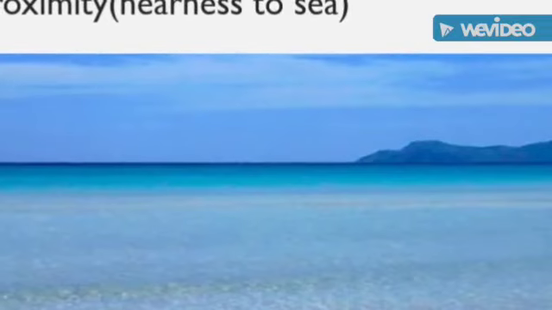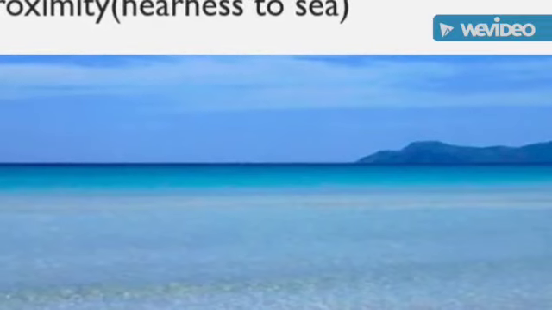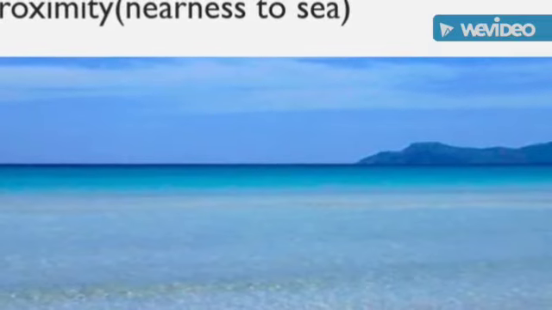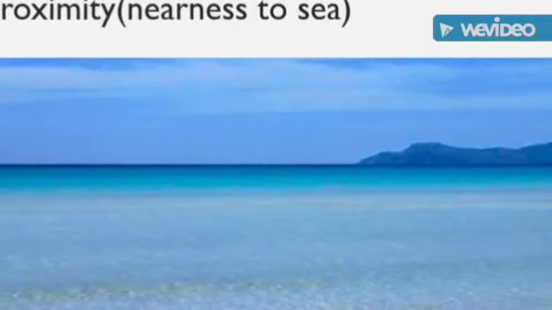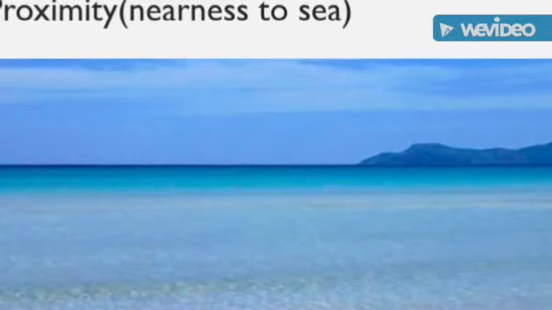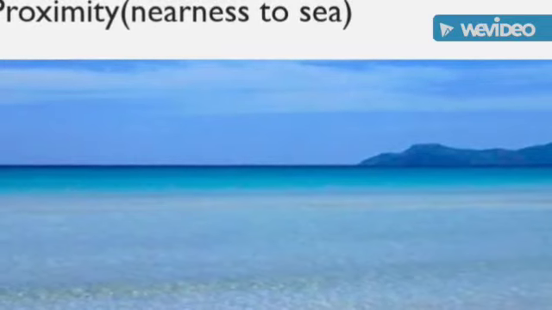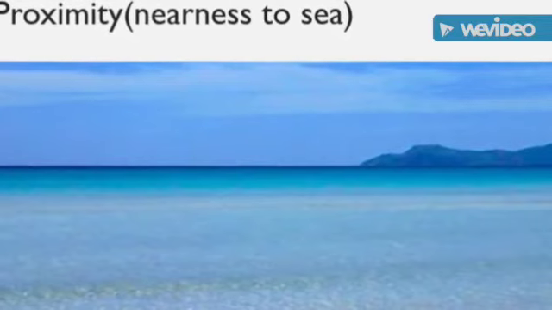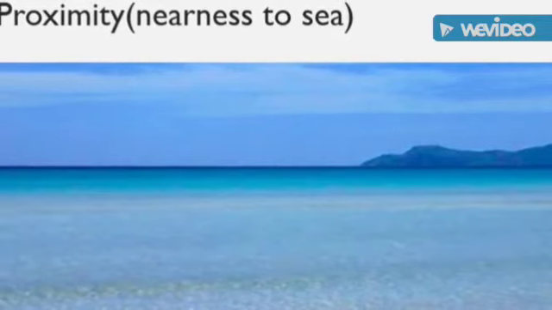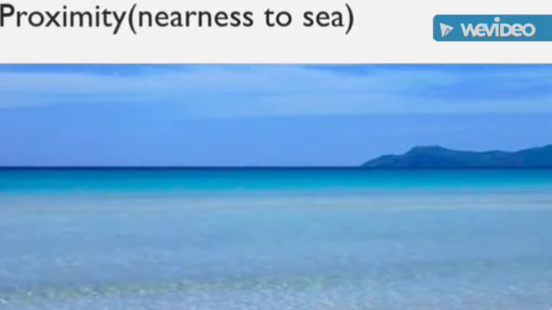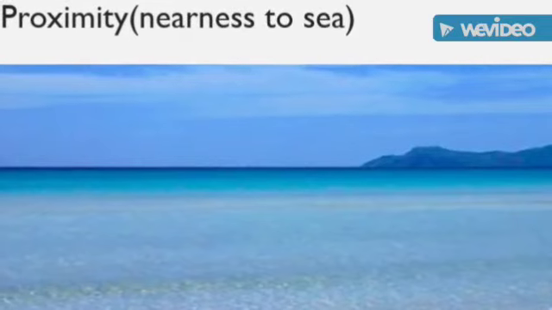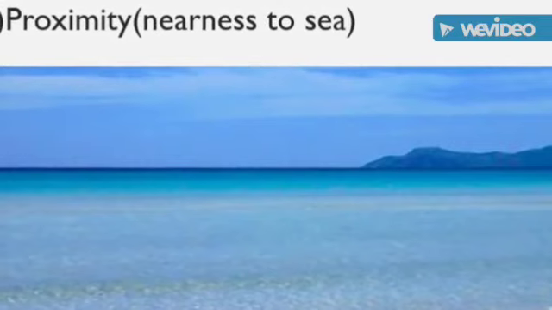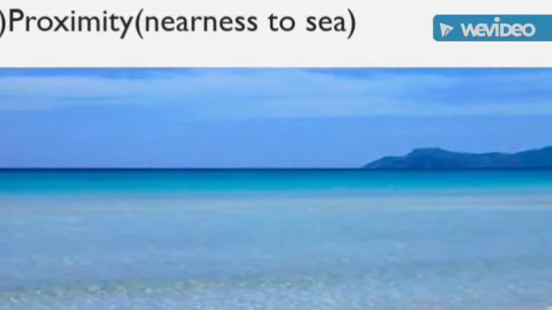Third factor is proximity. Nearness to sea. Proximity means nearness to sea. Large bodies of water keep the atmosphere cool in summer and warm in winter. Karachi is a coastal city. Have you ever visited the beach of Karachi in different seasons?